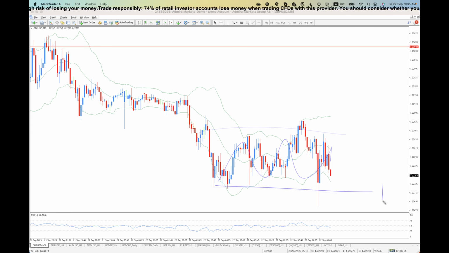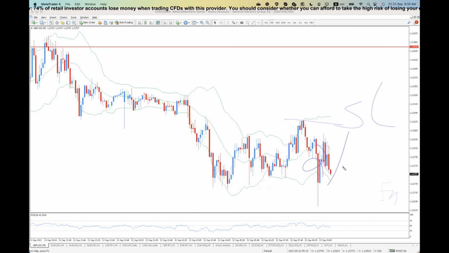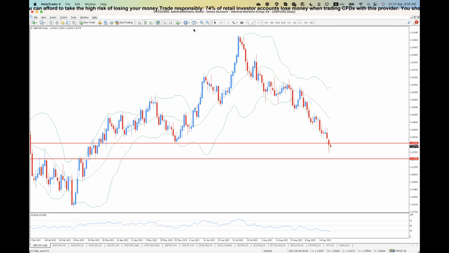Let's say we enter here short with a stop loss above here and we go for 2 to 1, or we wait for the price to make a new low, and then on the retracement we try to enter and try to go for 2 to 1 or 3 to 1 ideally.